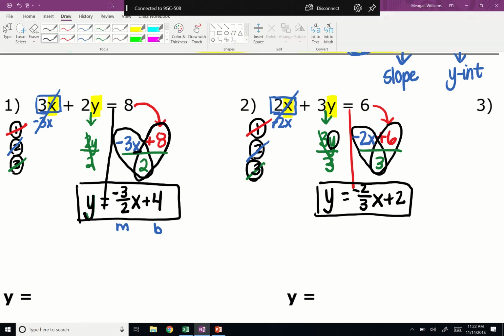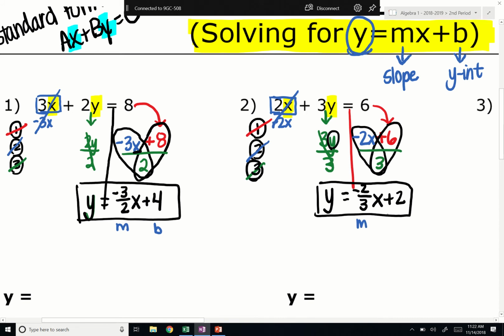So again, what's my slope? What's my y-intercept? Okay, if we had used my shortcut, what would the opposite of 2 be? And what's b? So negative 2 over 3. Got it? Okay, let's look at number 3.